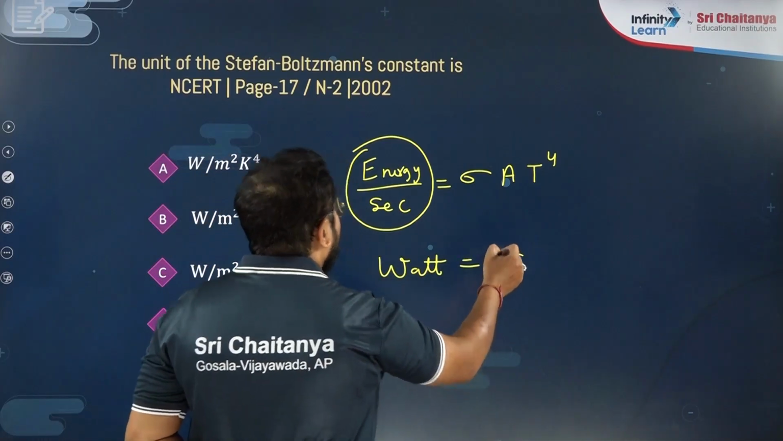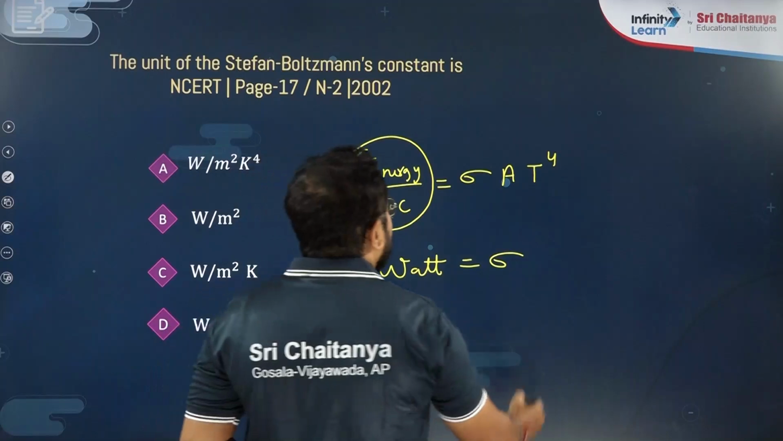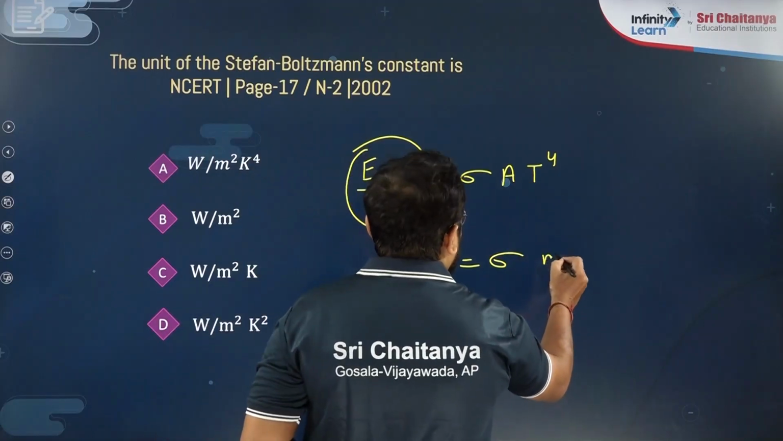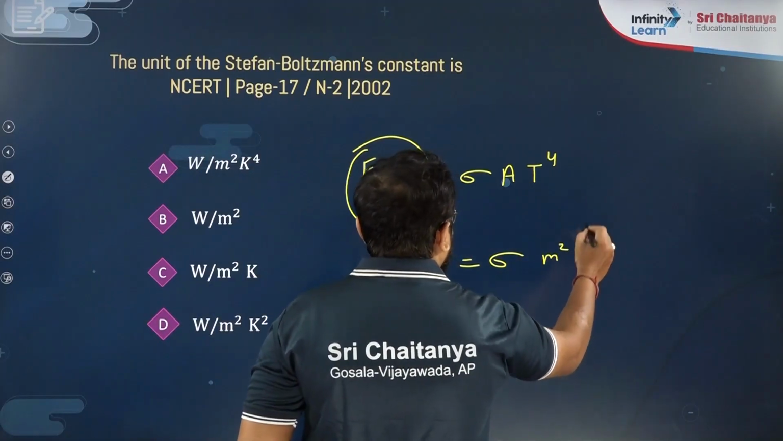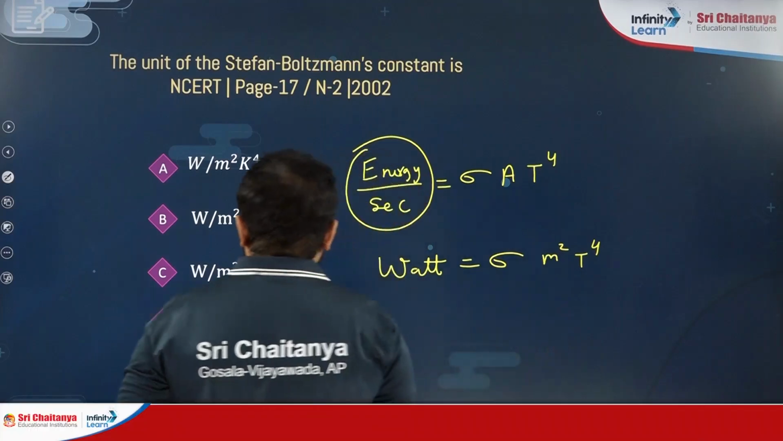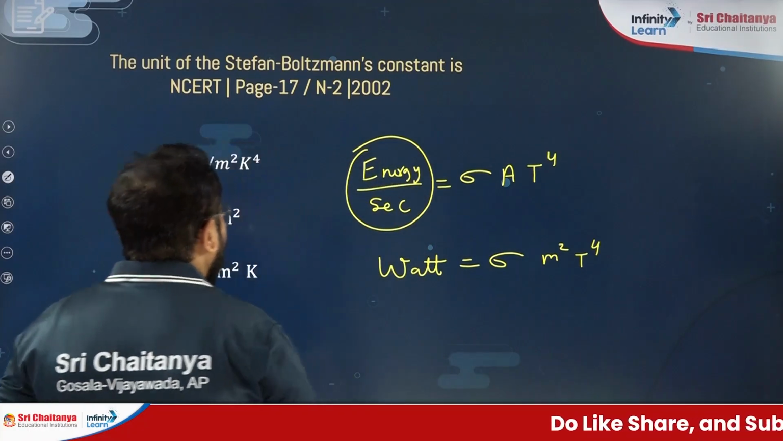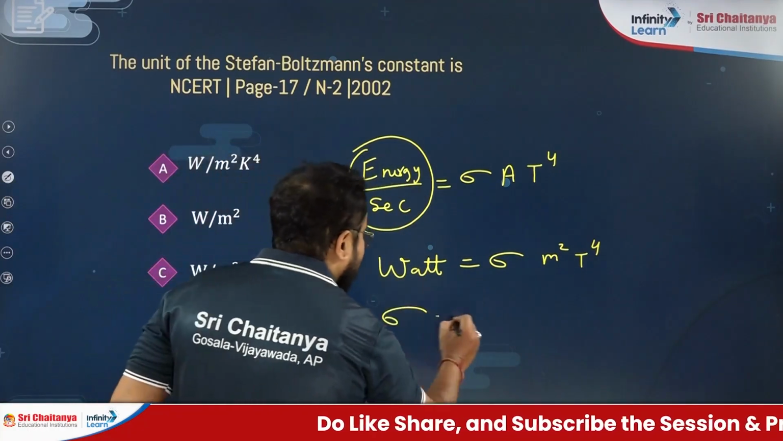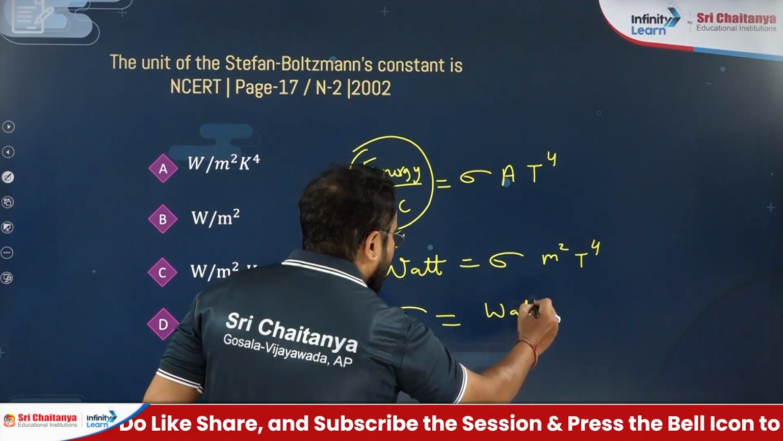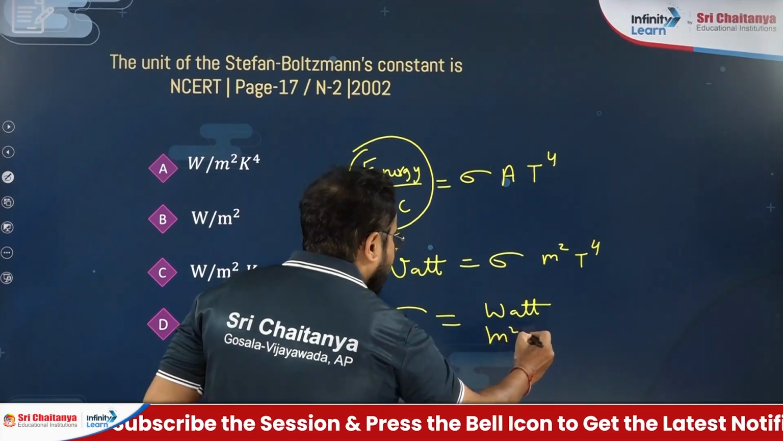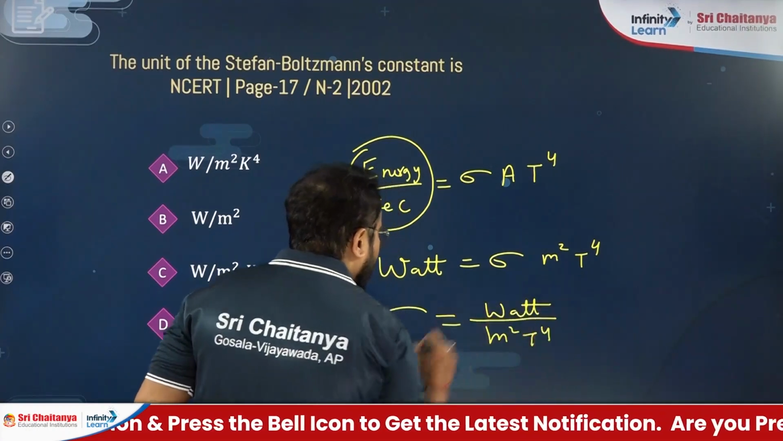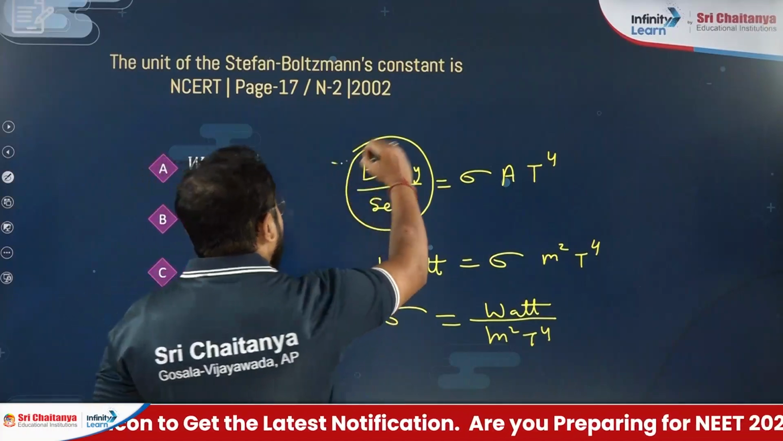What is sigma here? Sigma is the Stefan-Boltzmann constant. A is area, meter square, and T is the temperature, T to the power 4. So what will be the answer? Very clearly you can see that sigma is equal to watt upon meter square T to the power 4. Only the main game is over here.